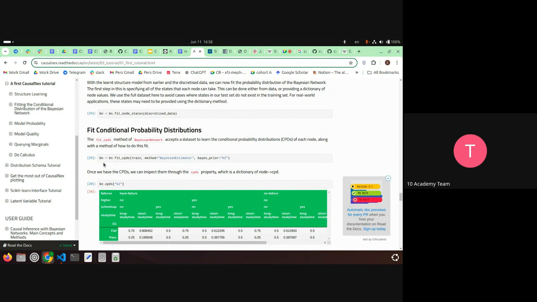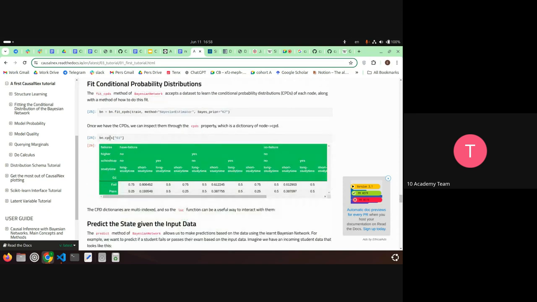And basically, you can already use it for inference. You can see the conditional probability distribution and what that means. For example, here we're using our model to see the conditional probability distribution of D1, which is a grade, the grade pass or fail. And you can see its conditional probability depending on all the variables that are affected, or caused, according to our causal graph.